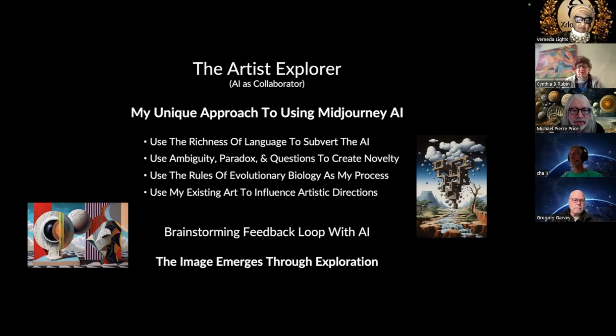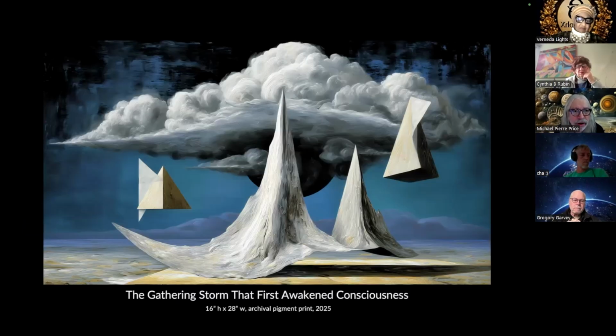I use the AI with this idea of using the richness of language to actually subvert the AI in ways. I use ambiguity, paradox, and questions to look for novel ideas. For me, the AI is a brainstorming feedback loop that I use to make images that will emerge into final pieces of art. This is the approach that I use to create the 3 works of art that are on the artist reel.